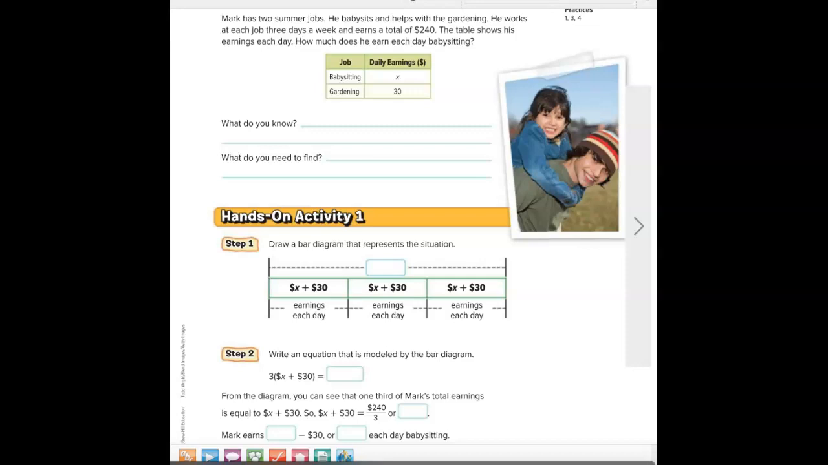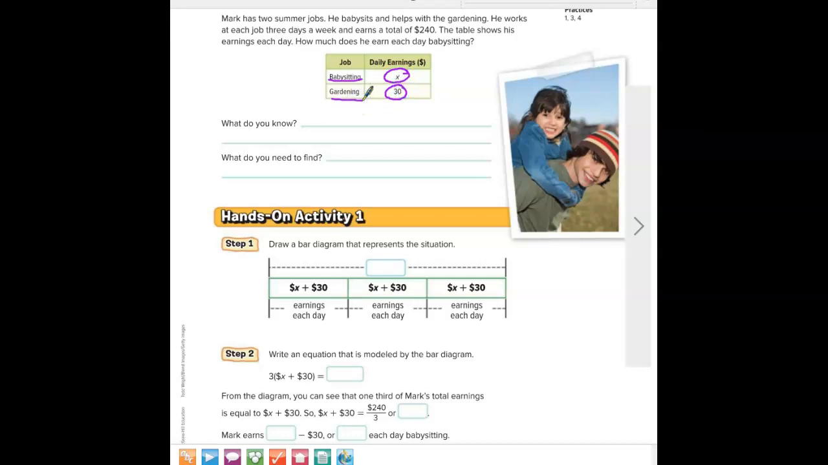It says Mark has 2 summer jobs. He babysits and helps with gardening. He works at each job 3 days a week and earns a total of $240. The table shows his earnings each day. How much does he earn each day babysitting? So looking at this table, he earns X amount for babysitting, and for gardening, he earns $30.